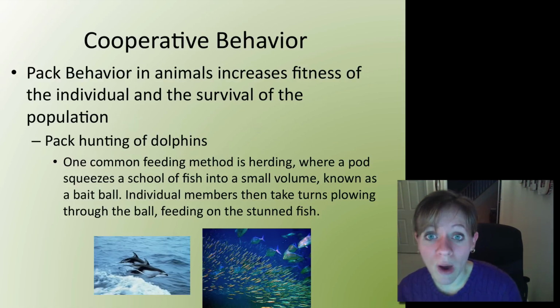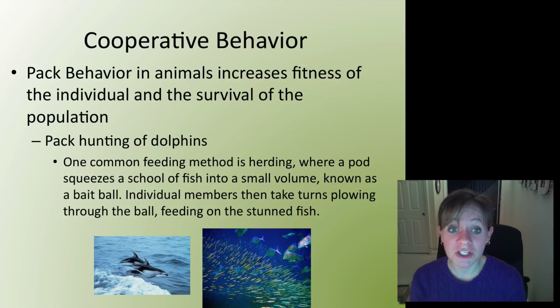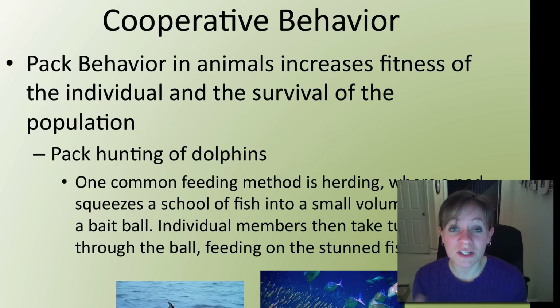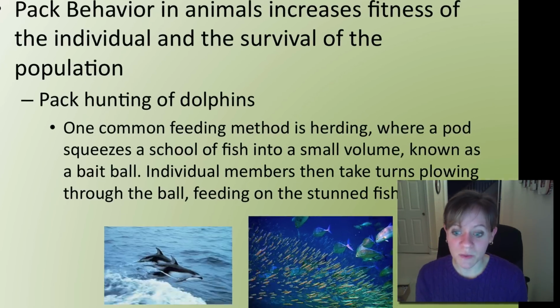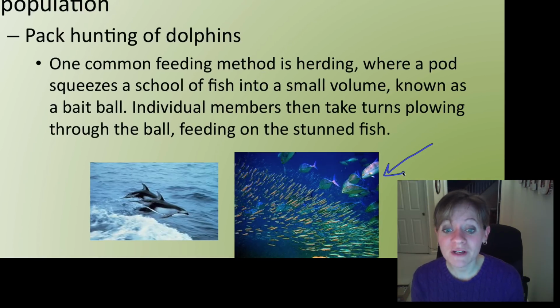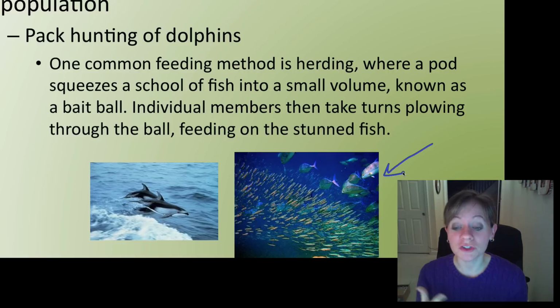Another example of cooperative behavior besides resource partitioning is pack behavior. This is going to increase the fitness of the individual because they're acting as a pack, and therefore it's going to increase the survival of the entire population. An example that I love is the pack hunting of dolphins, and here's a picture of this. One common feeding method for dolphins is called herding or pack hunting, where a pod is going to sort of squeeze a whole school of fish.